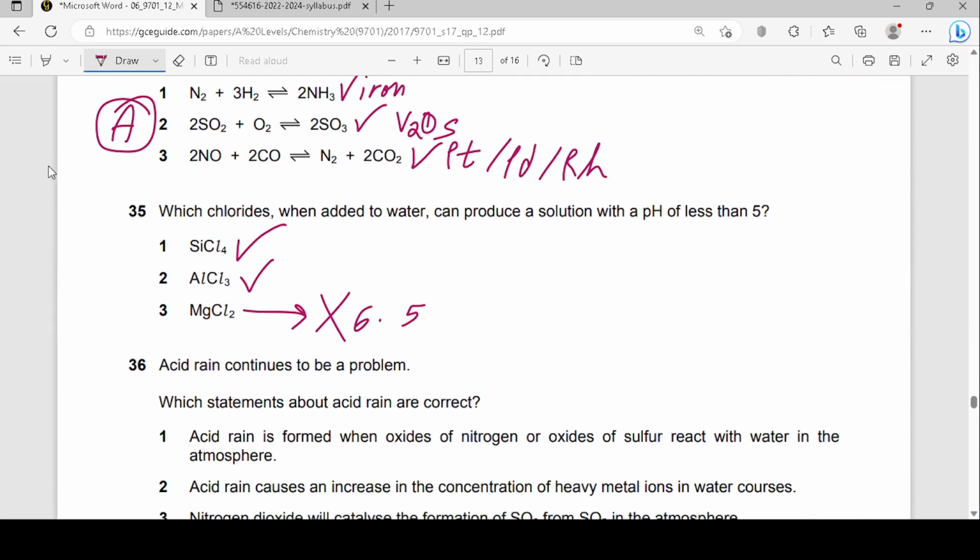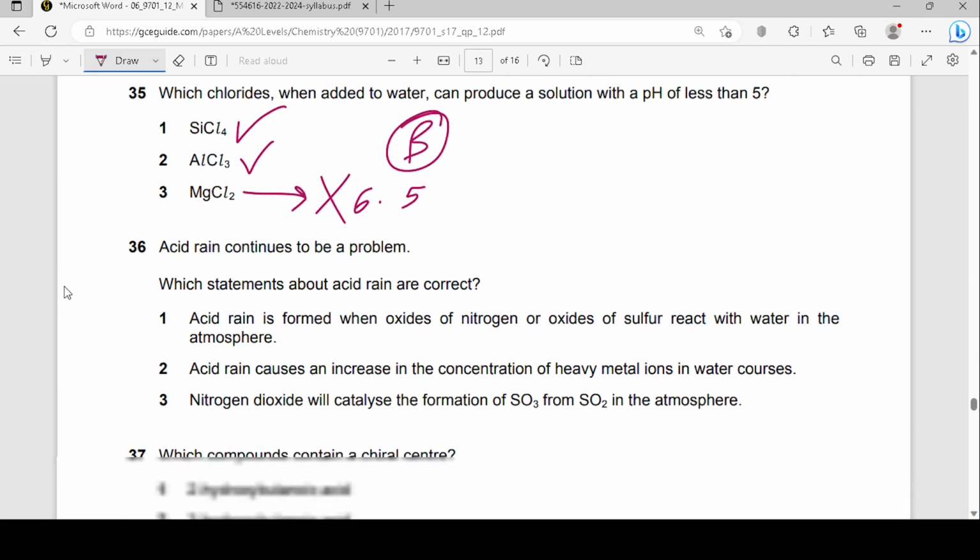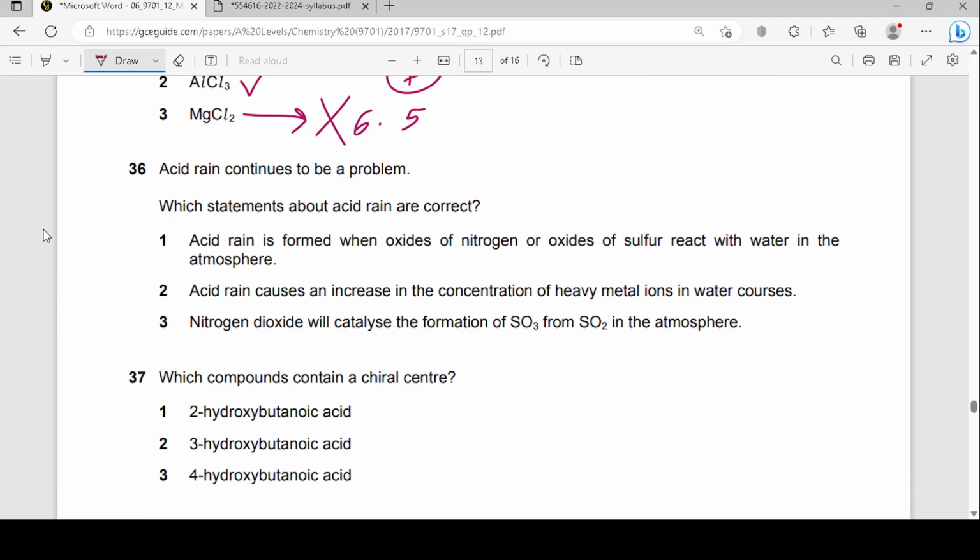B. Okay, so yeah. Now, question number 36. Acid rain continues to be a problem. That is definitely true. Now, which statements about acid rain are correct? Acid rain is formed when oxides of nitrogen or oxides of sulfur react with water in the atmosphere. That's definitely true. Yeah, that part is true.